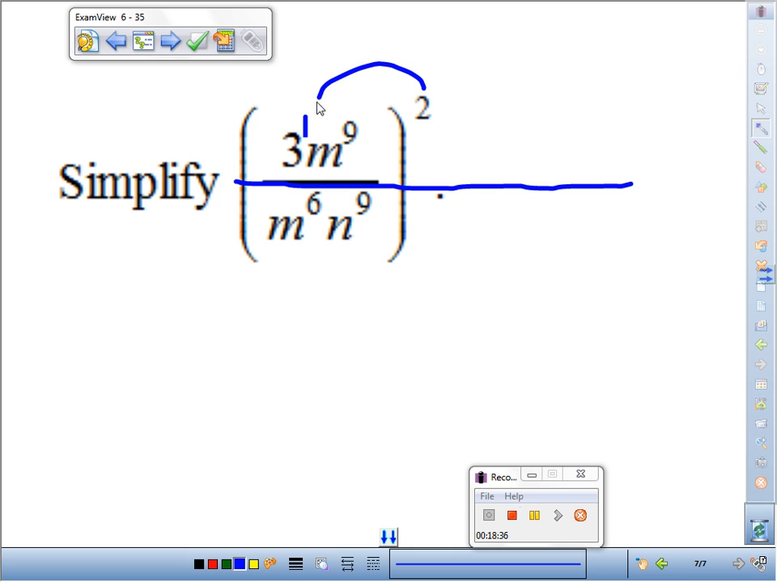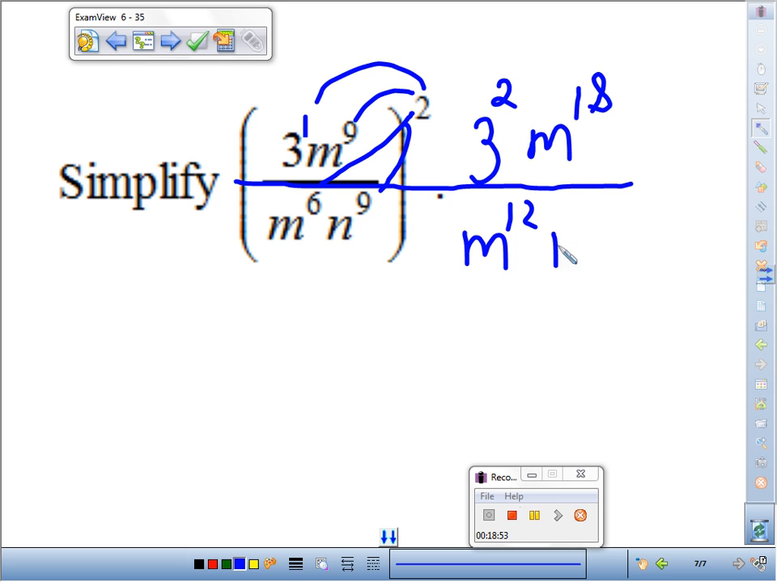So then I distribute this times this. This becomes 3 to the second and m to the 18th. So far so good? We do the same for the denominator. Distribute to the denominator. This becomes m to the 12 and n to the 9. So let's simplify the number first. This right above it, write out, yes.